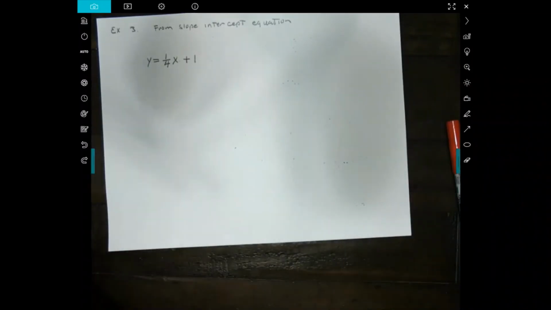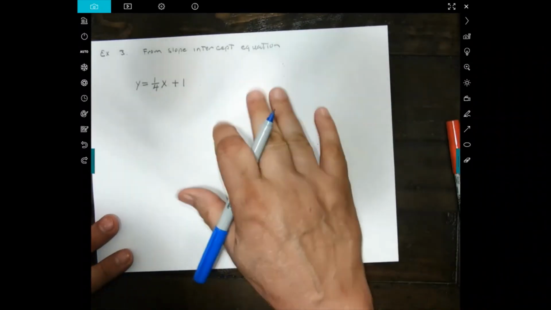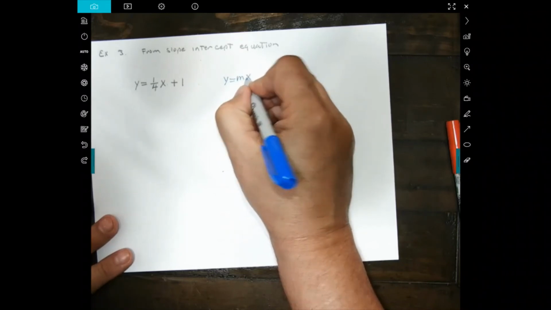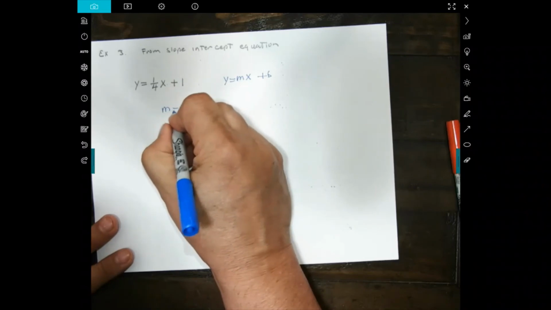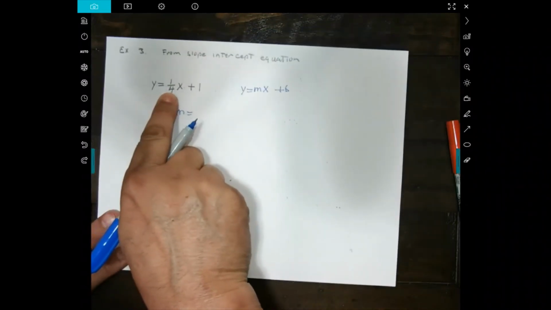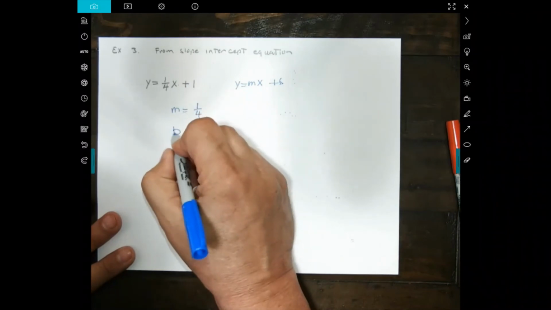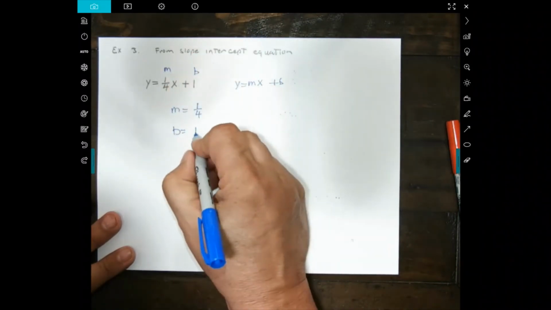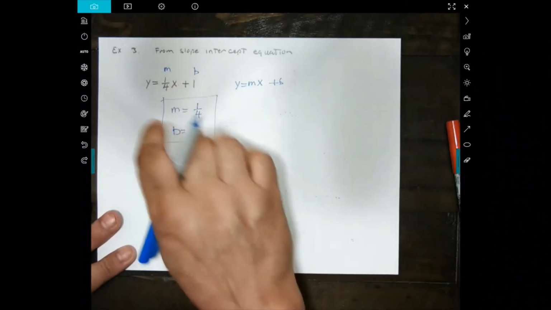Example number 3. We always like these because this is already in standard form. So all we have to do is remember standard form is y equals the slope times x plus b. And so what's my slope? M equals, in this case, it's 1/4. And my y-intercept b is right here. So it's 1. And we are done. Simple as that. I always like these because they're simple.